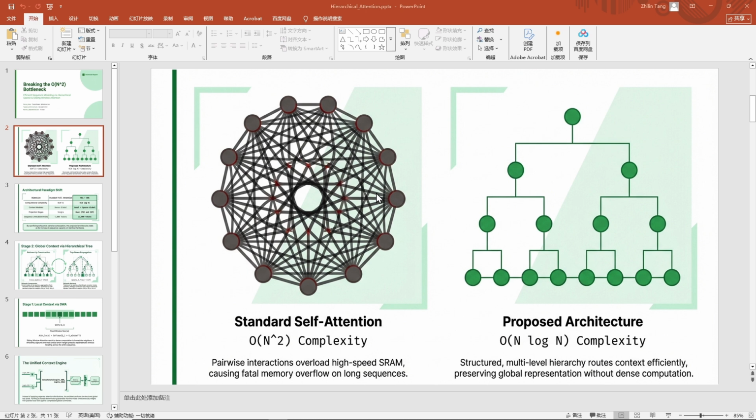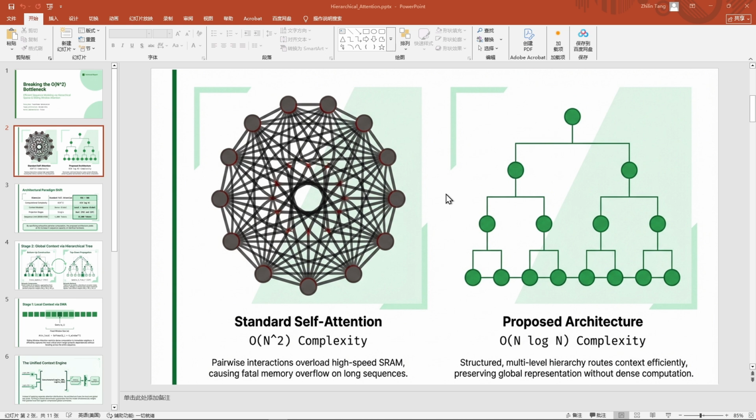So my research project focused on addressing this limitation by exploring sparse attention mechanisms that significantly reduce computation while still preserving the model's ability to capture important relationships in a sequence.